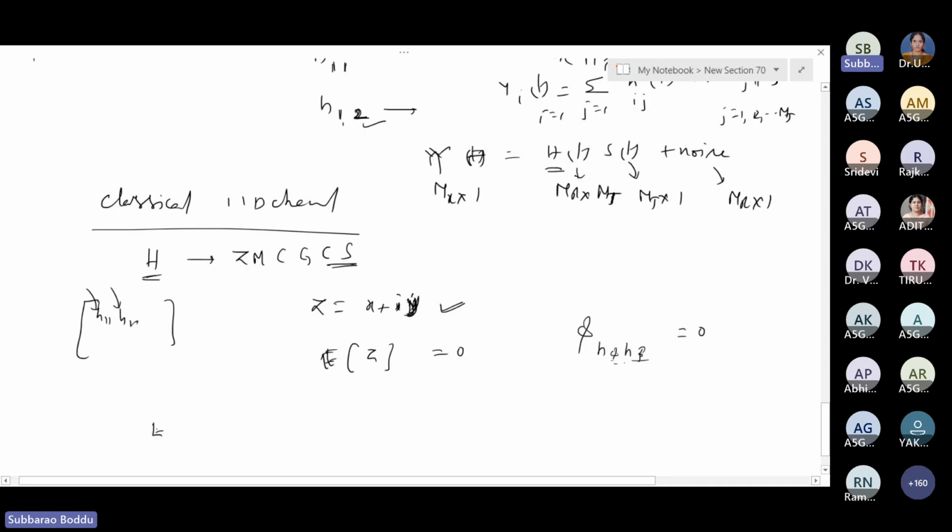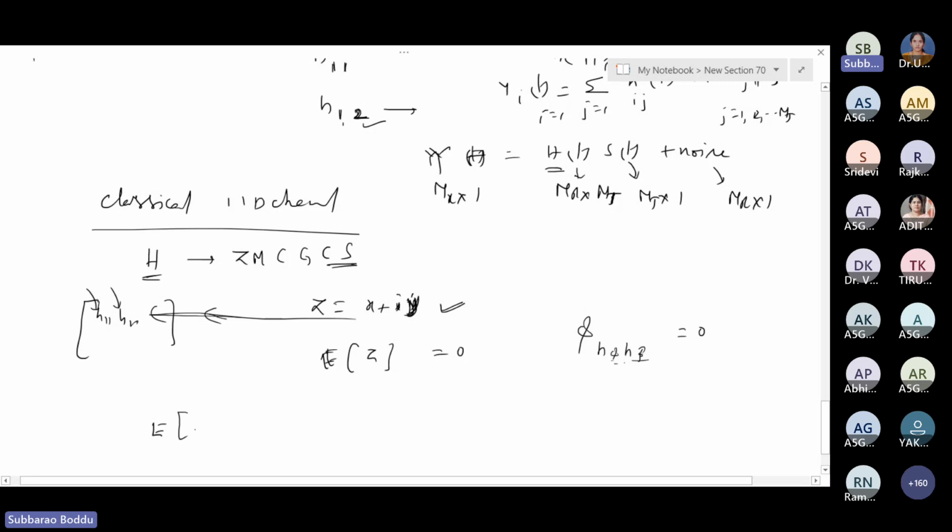For this matrix H, usually called the spatial matrix, the components are made up of this X and Y. They are independent, zero mean, and have the same variance, because we are saying that these are zero mean complex Gaussian circular symmetric random variables.